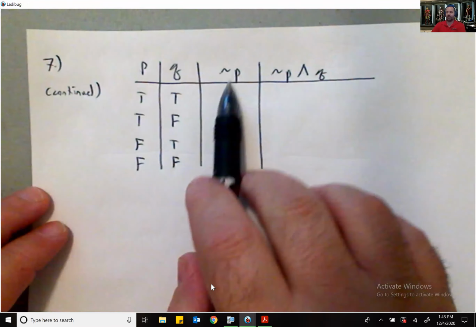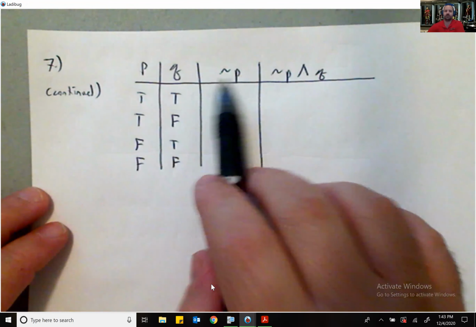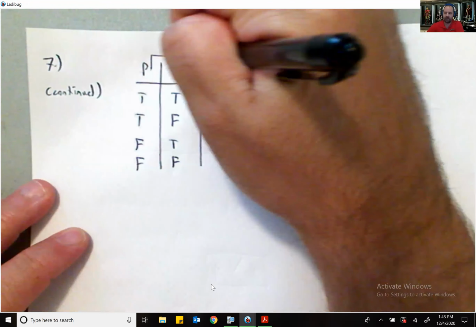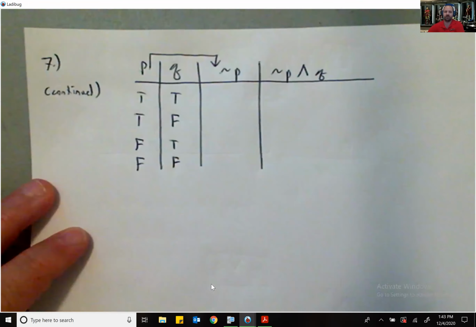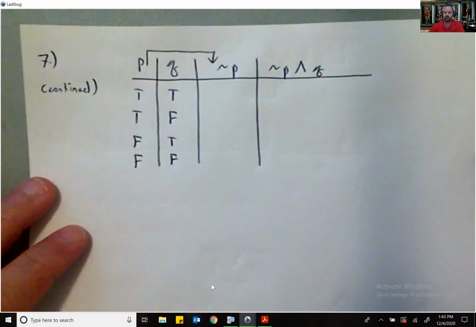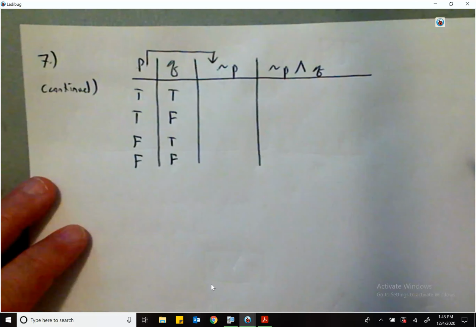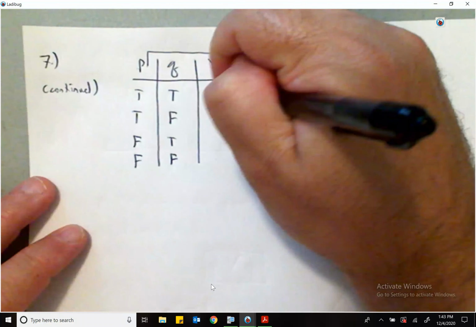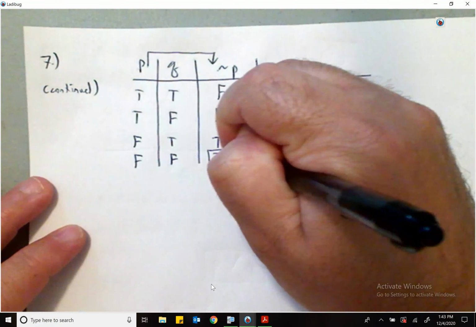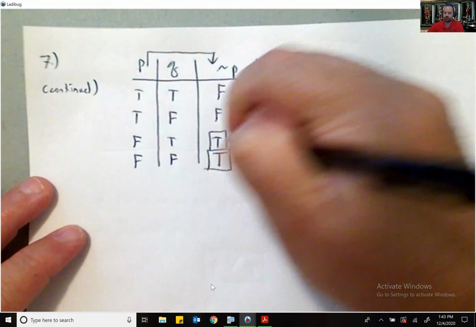So what does a negation do to a statement's truth values? Flips it. So we're going to take this column of P and use it to help us with this column, negate P. So what are my truth values then? False, false, true, true. Bingo. There's 4 of your answers.